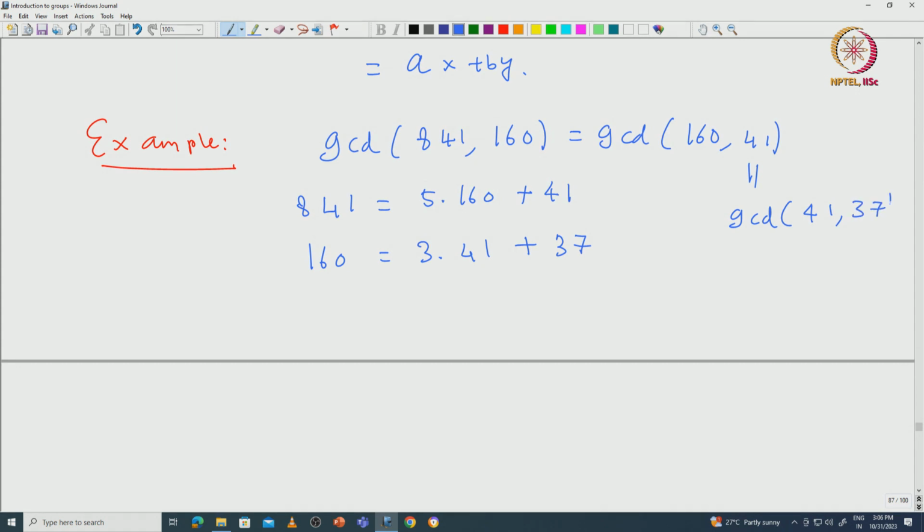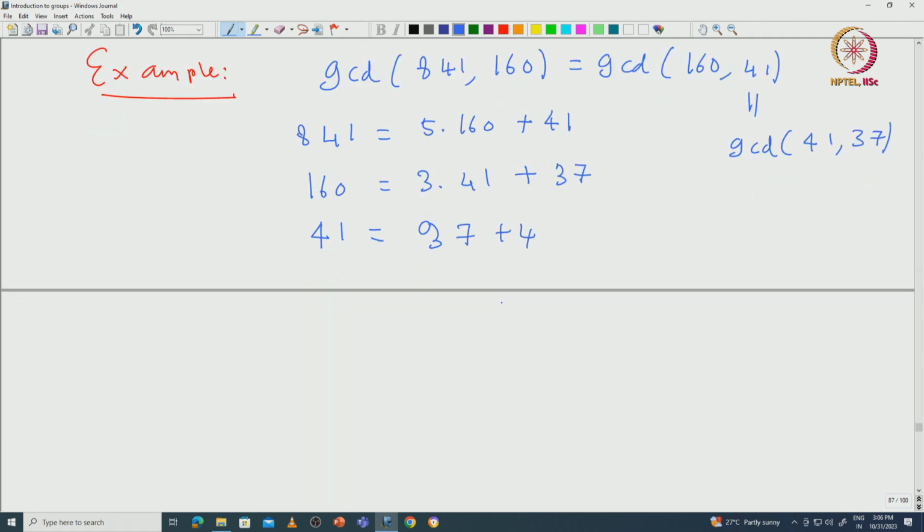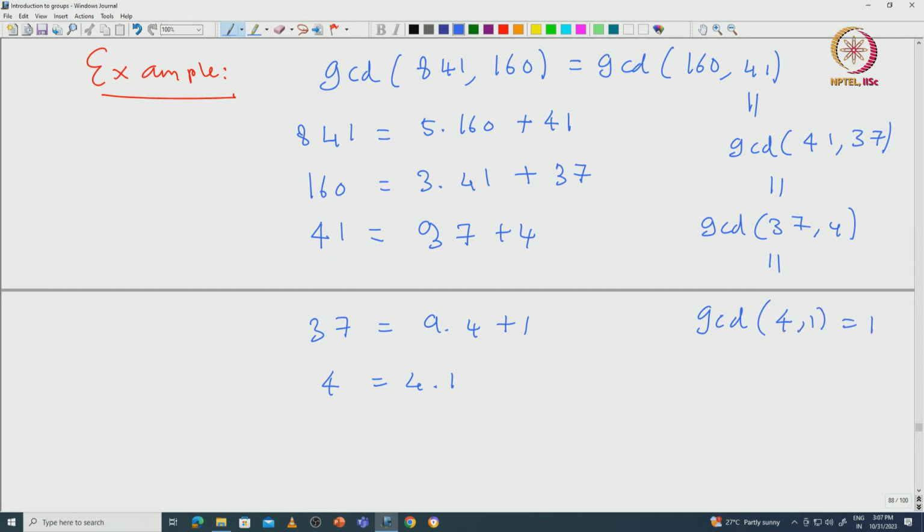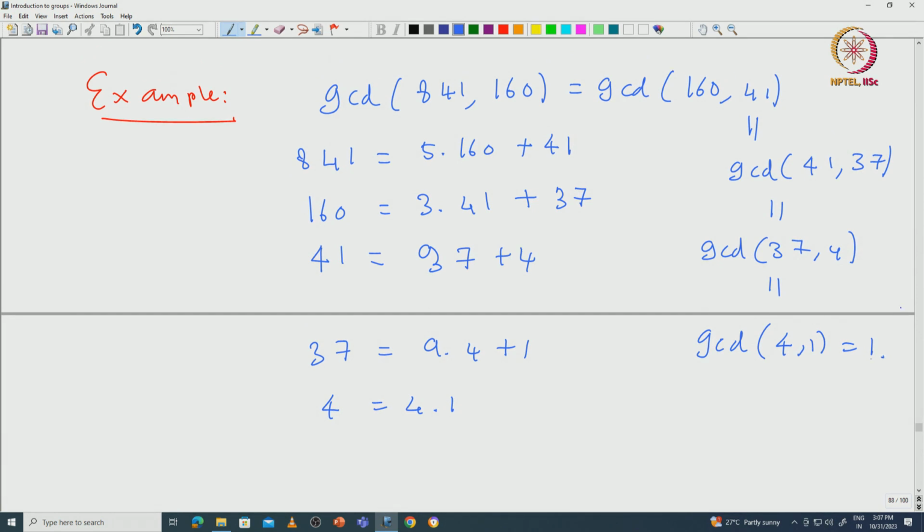41, 37. So now you can again use the division algorithm. Then this 41 can be written as 37 plus 4. Then 37 can be written as 9 into 4 plus 1, then 4 will be just 4 times 1. So that means the GCD of this is the same as GCD of 37, 4, which is the same as GCD of 4, 1, which is 1. Okay, so this is how you compute the GCD.